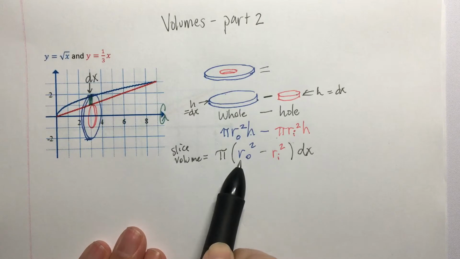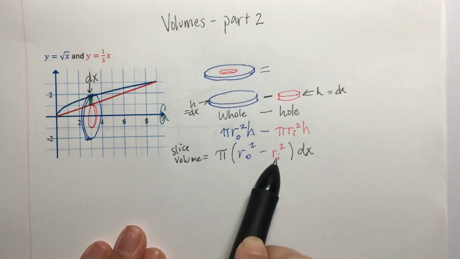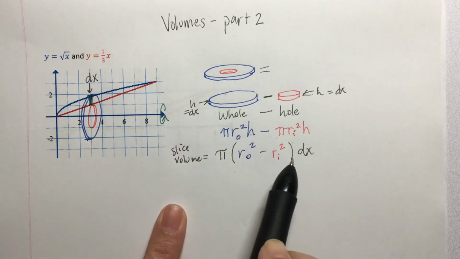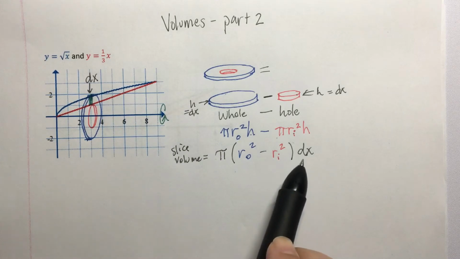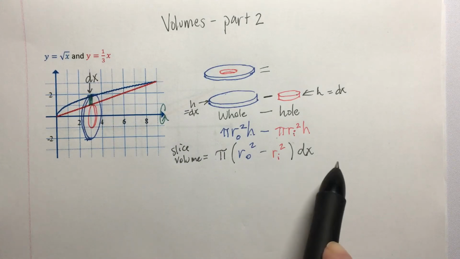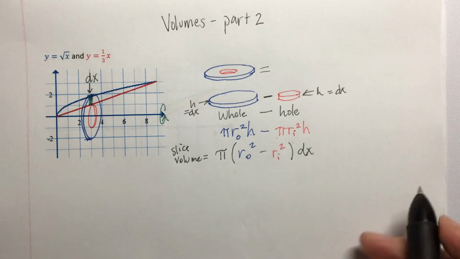Notice this is not the same as outer radius minus inner radius in parentheses, squared. That's a totally different thing. Be really careful with that. It's kind of like when people ignore foiling.